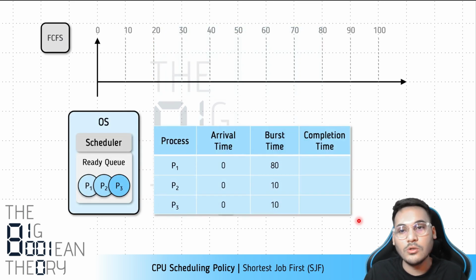We'll go again to the FCFS scheduling policy just to recall the convoy effect problem, and we'll see whether shortest job first can solve that problem. So what happens in the convoy effect problem? Let's study it from this example.